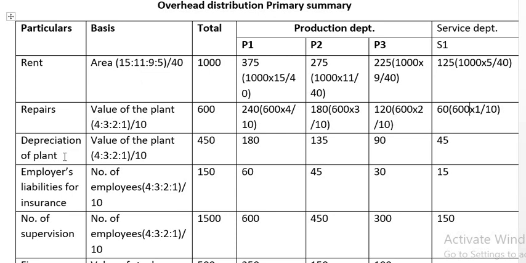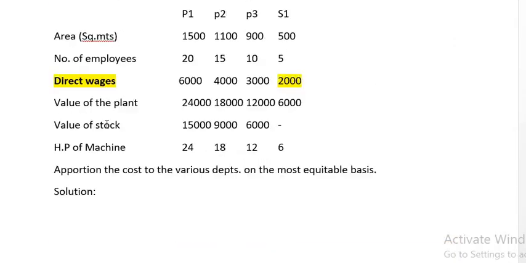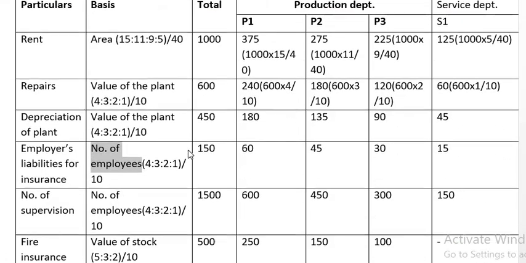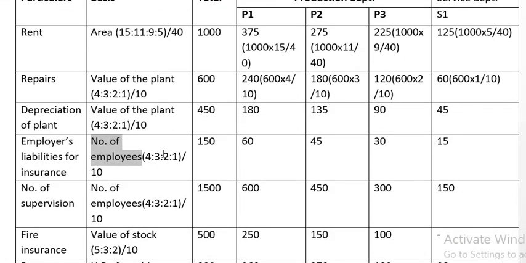Next, depreciation of plant, again the same value of the plant ratio 4:3:2:1. The 450 we distribute to all four departments. Then employees liabilities for insurance, relating to the number of employees: 20, 15, 10, 5. So the ratio is 4:3:2:1, total 10. The 150 we distribute to all four departments. It comes 60, 45, 30, 15.